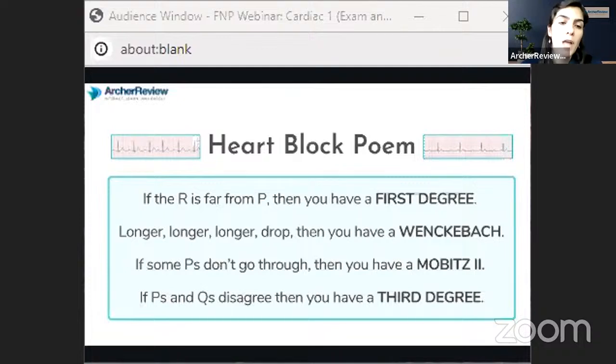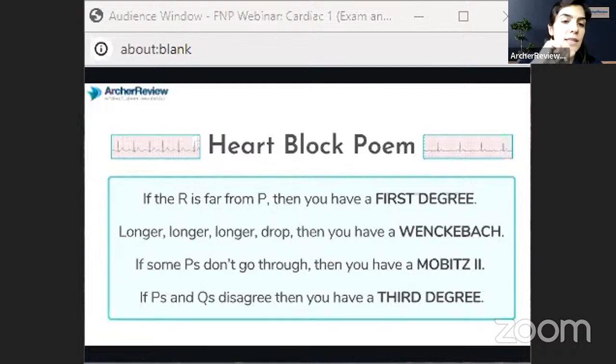In longer and longer drop, then you have a Wenckebach. So Wenckebach is that second degree type 1. Remember that PR interval is going to get longer and longer and longer, and then you're going to get the drop in the QRS. If some P's don't go through, then you have a Mobitz 2. So Mobitz 2 is that second degree type 2. You're going to get that dropped QRS, but you're not going to get that longer and longer PR interval. The PR interval is pretty consistent. So that's the difference between Wenckebach and Mobitz 2.